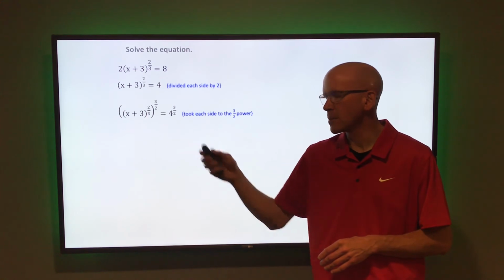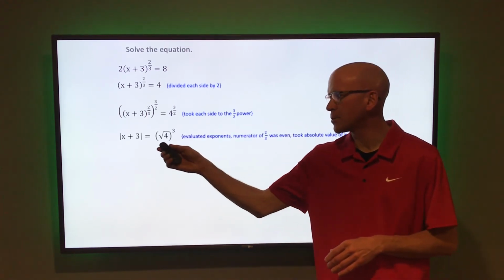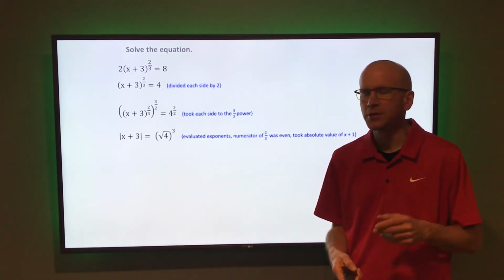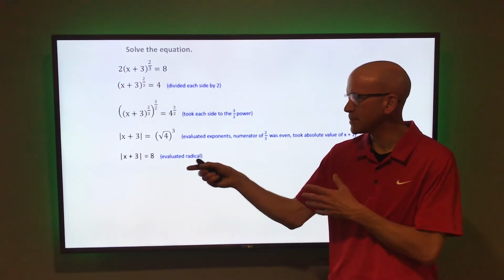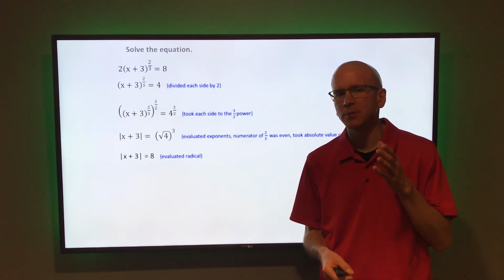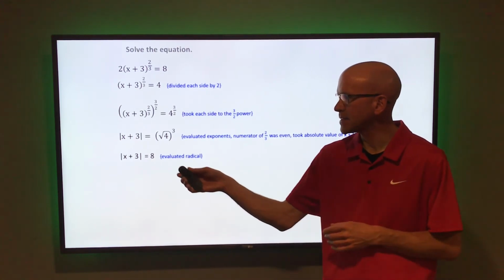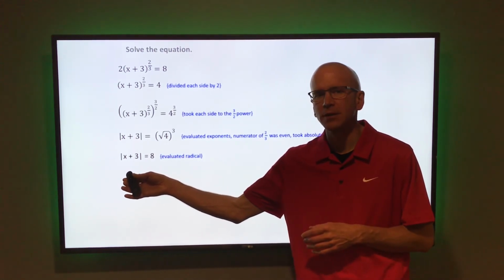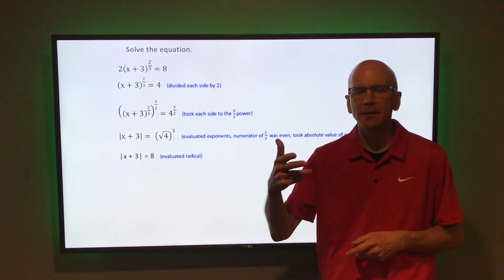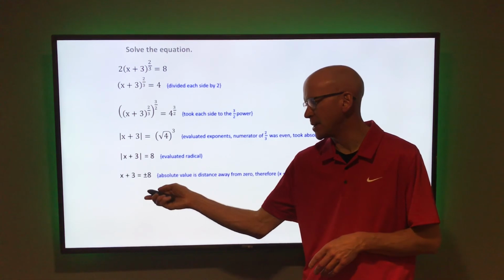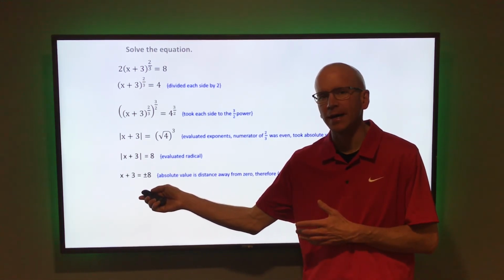Now on the right, 4 to the 3/2, that is the square root of 4 to the 3rd power. The square root of 4 is 2, so that is 2 to the 3rd, and that is 8. So we have the absolute value of x plus 3 equals 8. Remember, absolute value is distance from 0. That says the distance that x plus 3 is from 0 is 8. Well, there are two numbers that are 8 away from 0, -8 and +8. So x plus 3 could be equal to 8, or x plus 3 could be equal to -8.